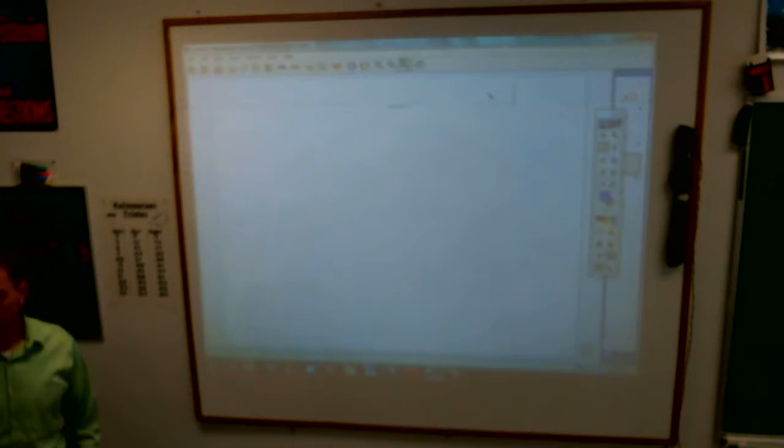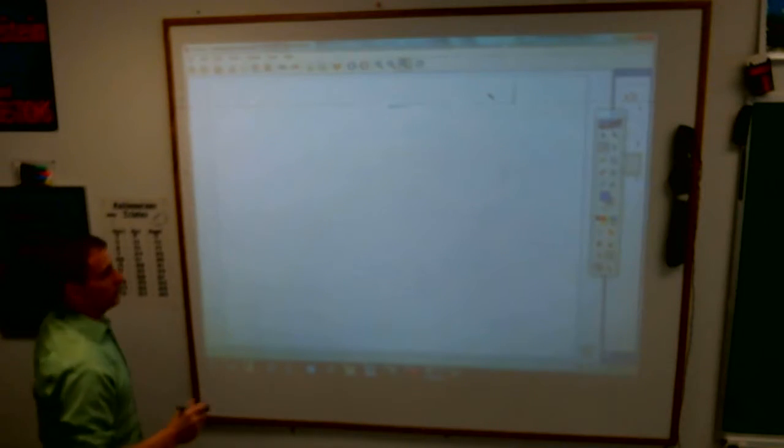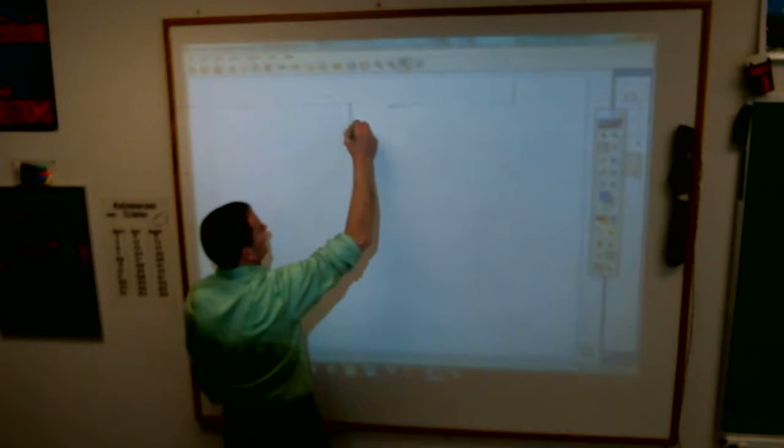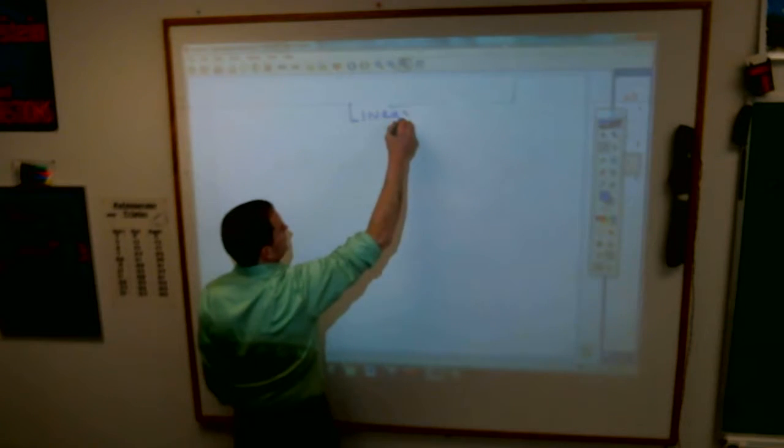Have no need for it whatsoever. Very well. Under linear equations, pick them up if you have notes on the linear equations. If not, start this.